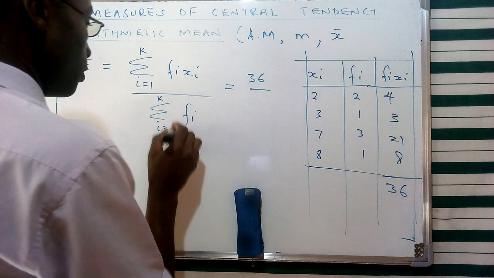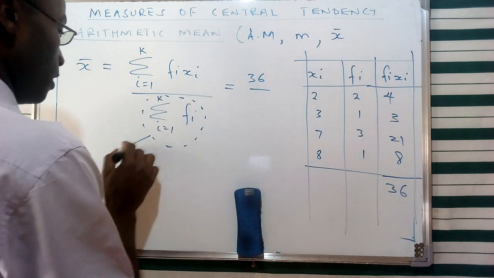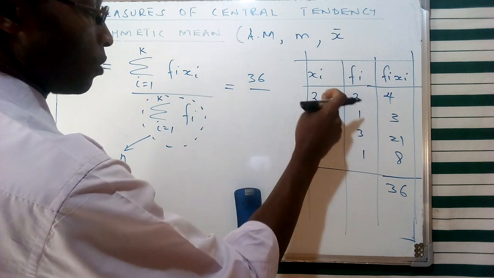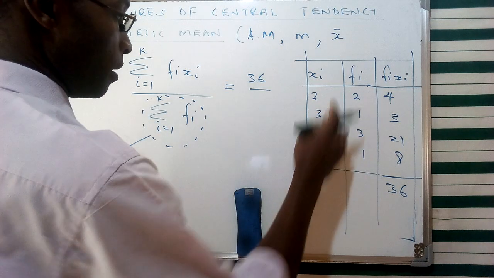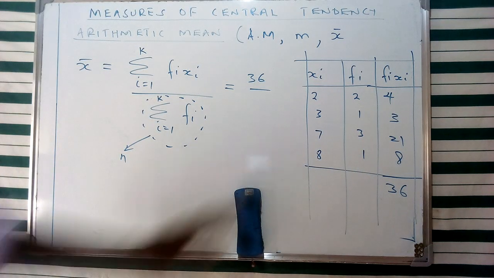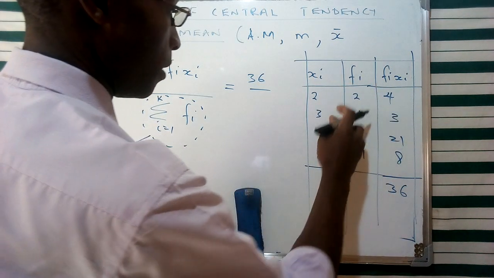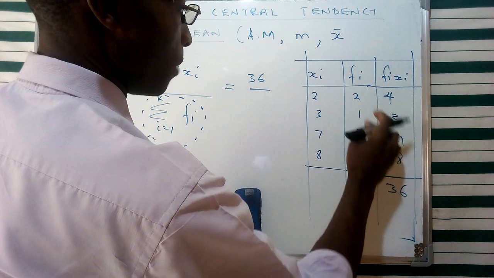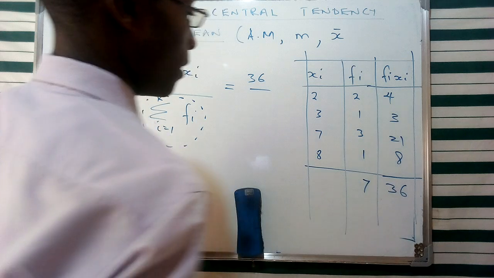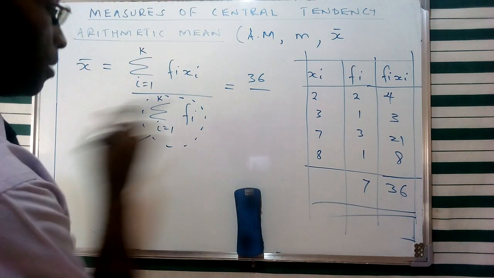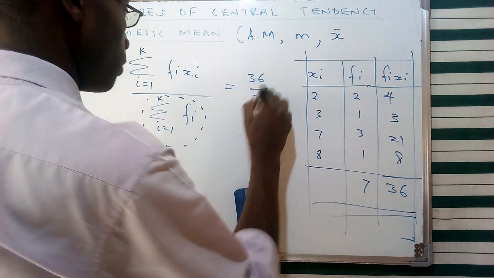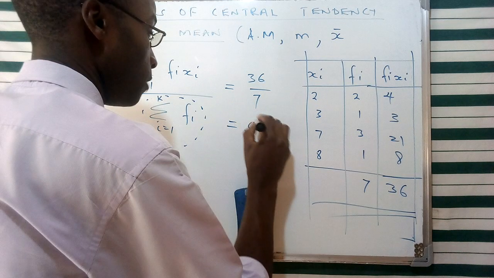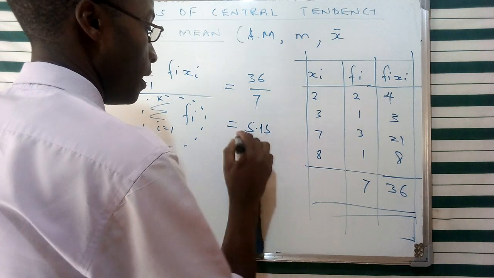And of course, as we said, this is going to constitute the n number of observations. The observations are 2, 3, 7, 8. So 1, 2, 3, 4. We're going to have the total number of observations for their respective frequencies. So this is going to be 2 plus 1 plus 3 plus 1. And this is going to give us a total frequency, the summation of frequency, basically given as 7. And therefore, this is going to give us the ratio between 36 and 7. Therefore, our arithmetic mean is going to be 5.15.